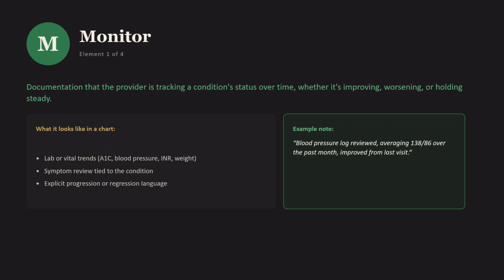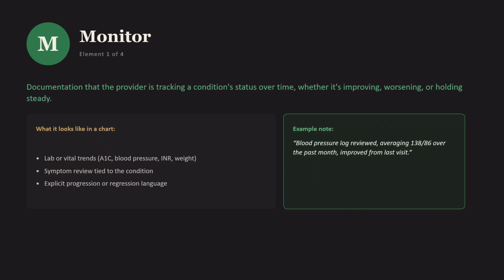So what this looks like in a real chart, it could be lab or vital trends, an A1C, maybe looking at the last 3 A1Cs, a blood pressure reading, an INR, a weight. It can also be a symptom review tied specifically to the condition, or some explicit language about progression or regression.